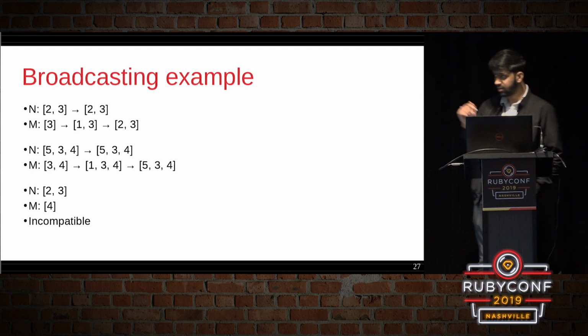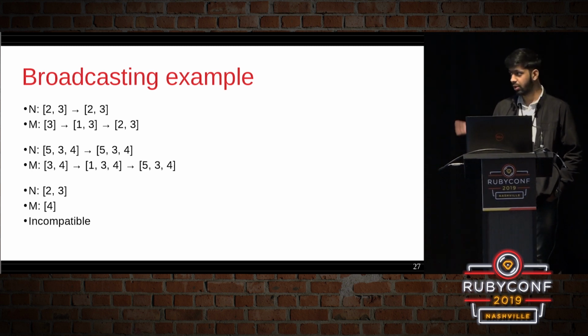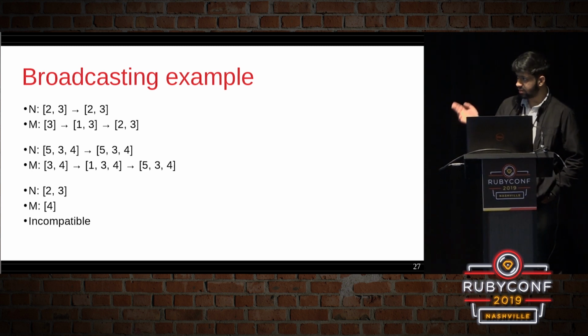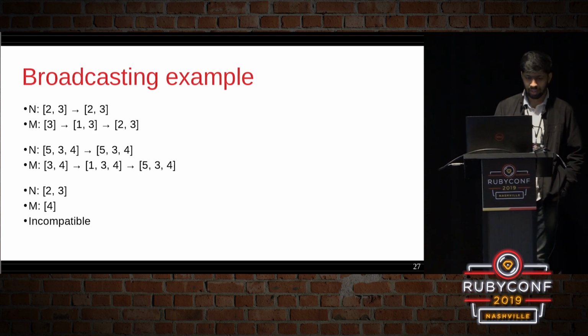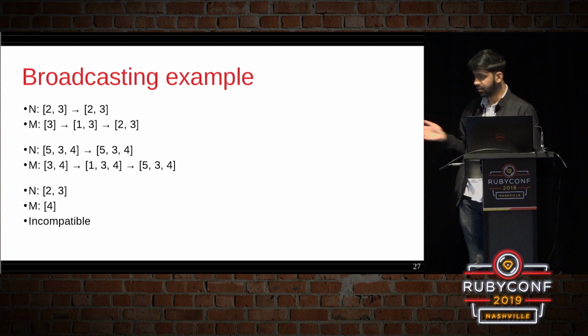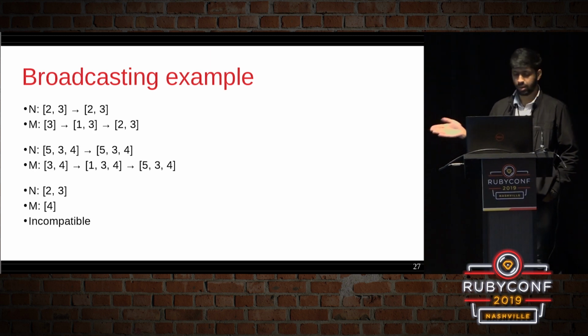Then you pairwise compare: if they are equal, we take that value. If they're unequal, one of them needs to be 1, or they are not compatible. So in the first case, you'll have 3, 3, then 2, 1. The final resulting matrix becomes shape 2, 3. Similarly, for the second case, 5, 3, 4 and 3, 4 becomes 5, 3, 4 and 1, 3, 4, and the resulting one is 5, 3, 4. But for the last case, you can see that it's incompatible, because this will transform to 2, 3 and 1, 4, and then 4 and 3 are unequal, so it's incompatible even with broadcasting.